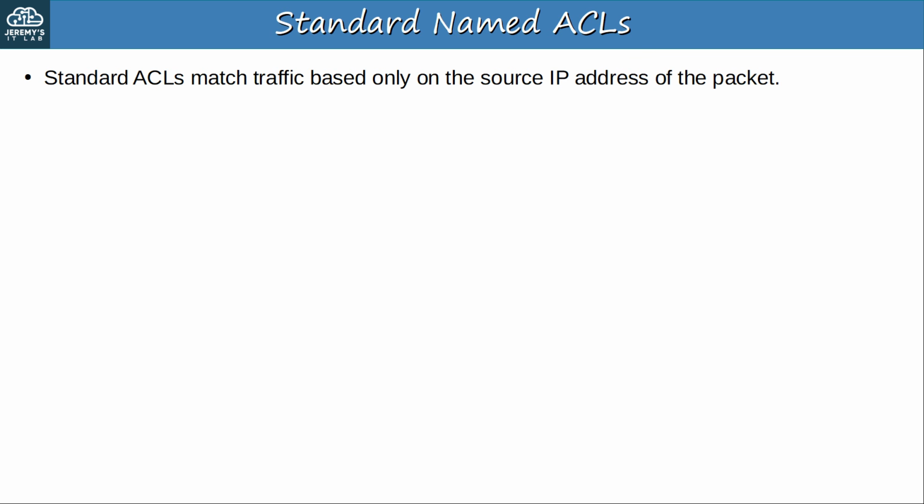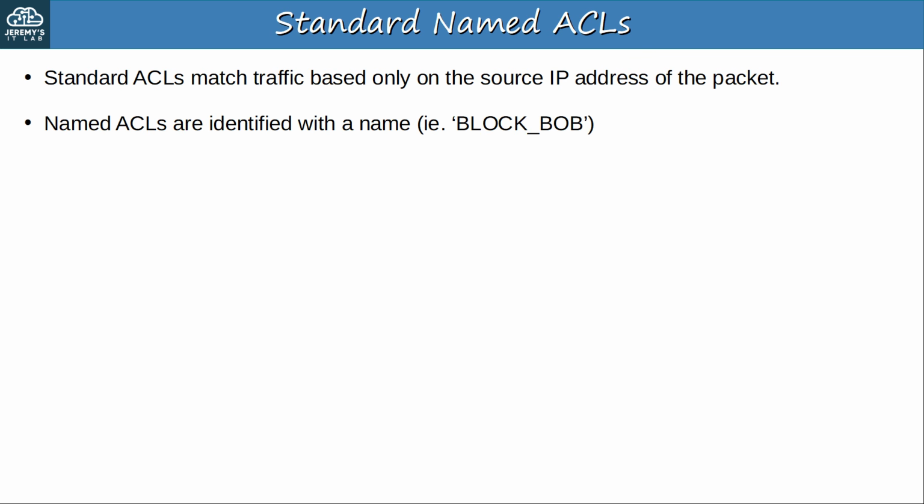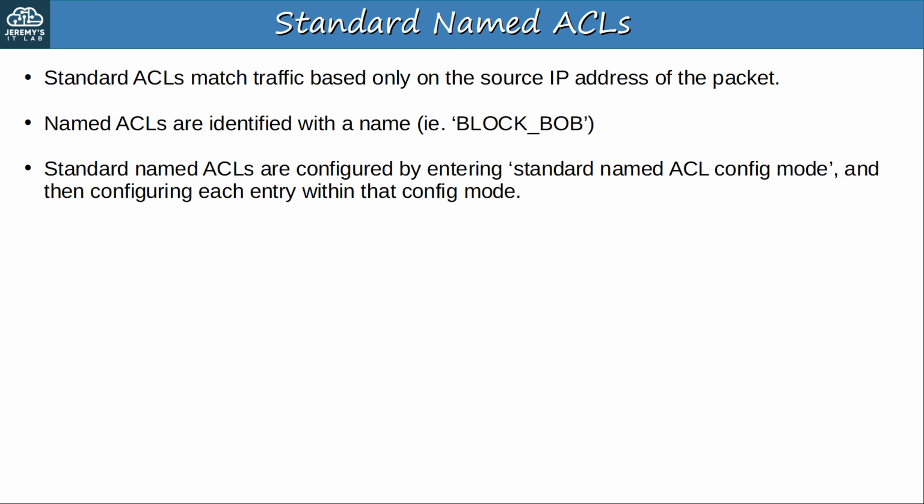Okay, now let's move on to standard named ACLs. Standard named ACLs are still standard ACLs, so they match traffic based only on the source IP address of the packet. However, instead of a number, they are identified with a name. You could, for example, name the ACL block_Bob. Standard named ACLs are configured by entering standard named ACL config mode, and then configuring each entry within that mode. So, a little different than standard numbered ACLs.